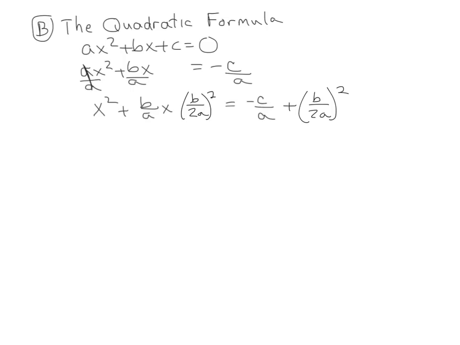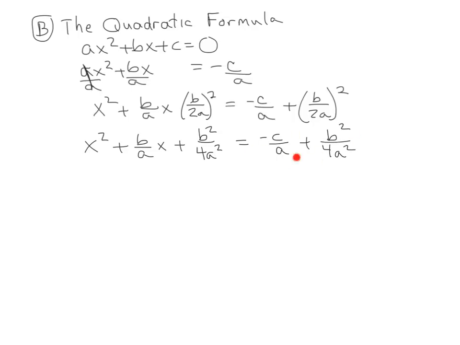Okay, so let's see here. Over here, I'm going to square it. So that's going to give me x squared plus b over a times x plus b squared over 4a squared equals negative c over a plus b squared over 4a squared.